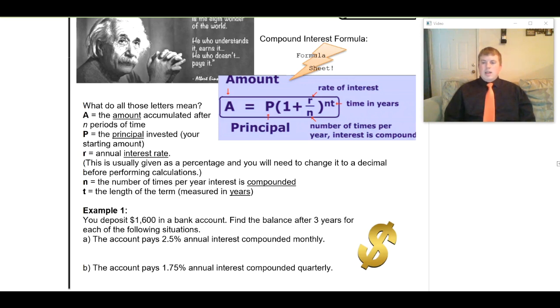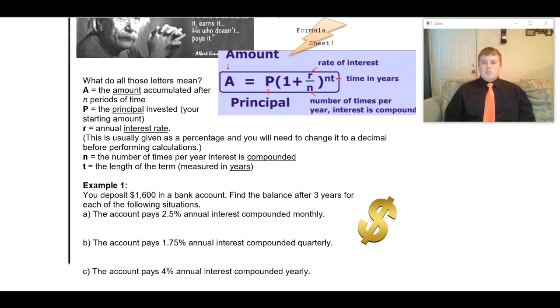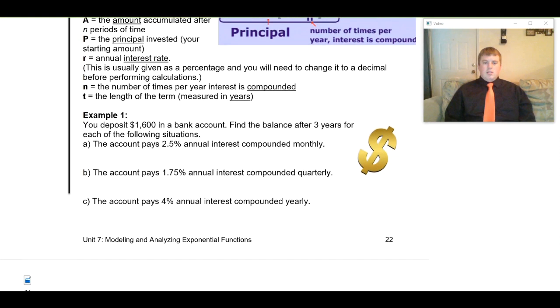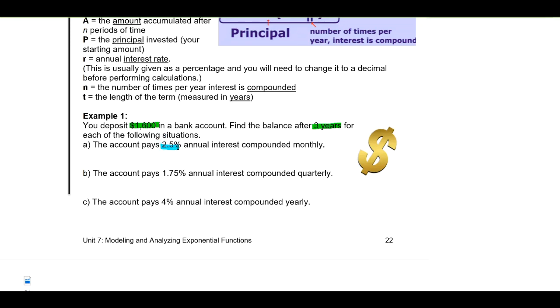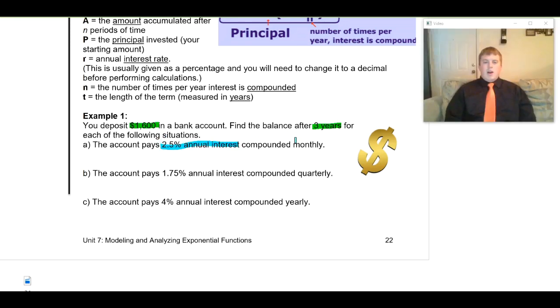So let's go ahead and take a look at a few examples, and let's see how we can calculate compound interest. For all three examples, A, B, and C, we're going to use the following base. We're going to deposit $1,600 in our bank account, and we want to find the balance 3 years after we have put the money in. So if we look at A, we're looking at an account that pays 2.5% annual interest rate, compounded monthly.